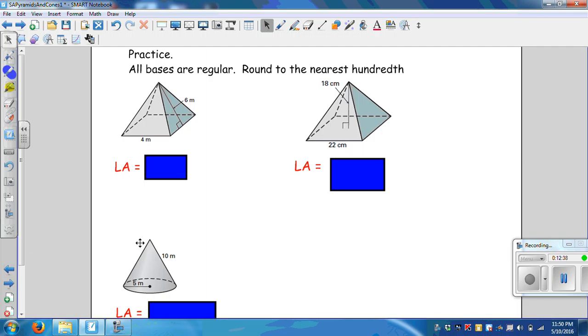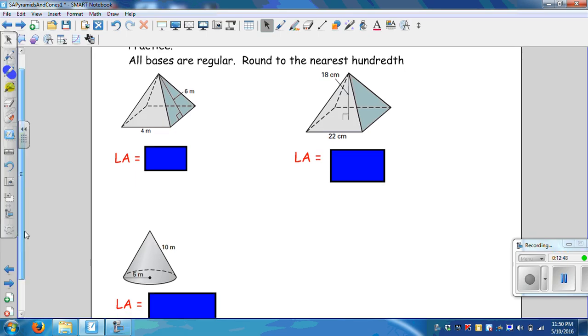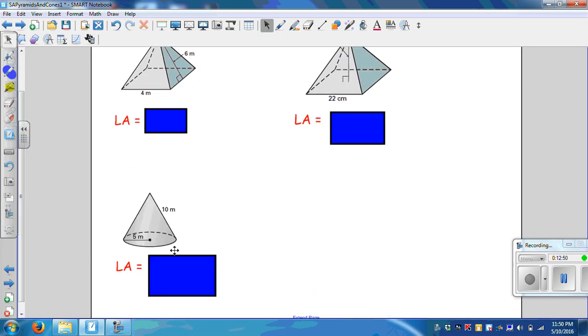For this next section, I want you to practice these 3 problems. Find the area of this particular square pyramid. The second picture is a square pyramid as well. And then I'd like you to find the lateral area of this particular cone. Pause the video, work out the problems, and when you finish, come back and check the answers.